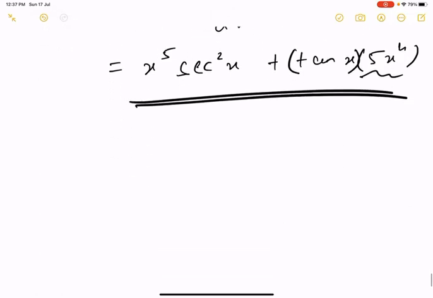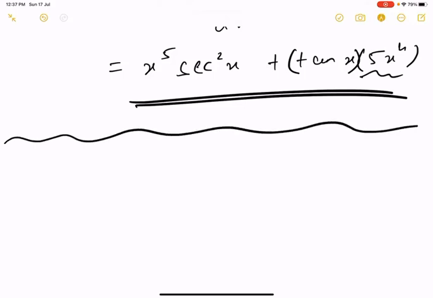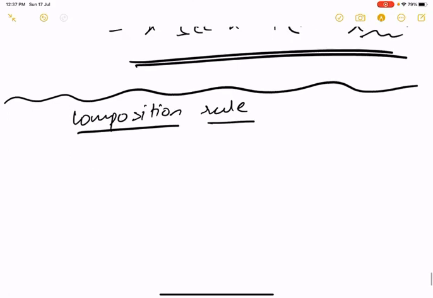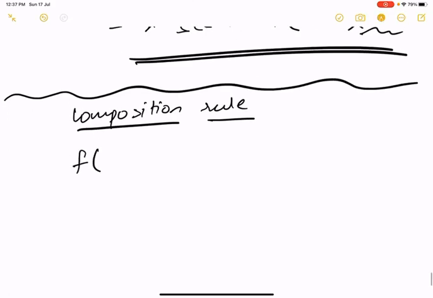Okay. So now those are all the rules. So four rules that you studied: addition, subtraction, multiplication, division. Now the next rule that you will study is the composition rule. Composition means that the input of one function, input of f, is the output of the other function.